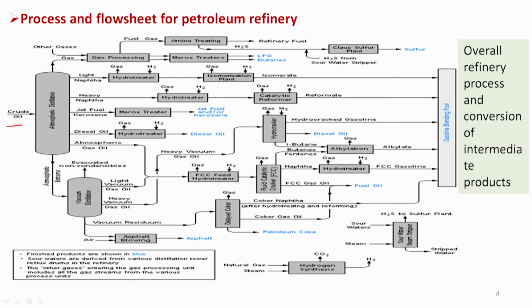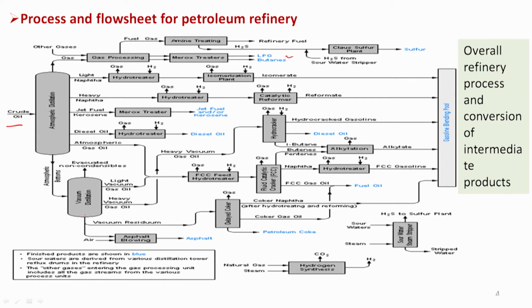So, overall refinery process and conversion of intermediate products. Here we have the crude oil. After desalting it comes to atmospheric distillation. The gas which is getting out, then we get the LPG here, and then the next heavier product is light naphtha, after light naphtha heavy naphtha, then jet fuel, then diesel, then atmospheric gas oil, and which is coming here as atmospheric bottom or atmospheric residue.